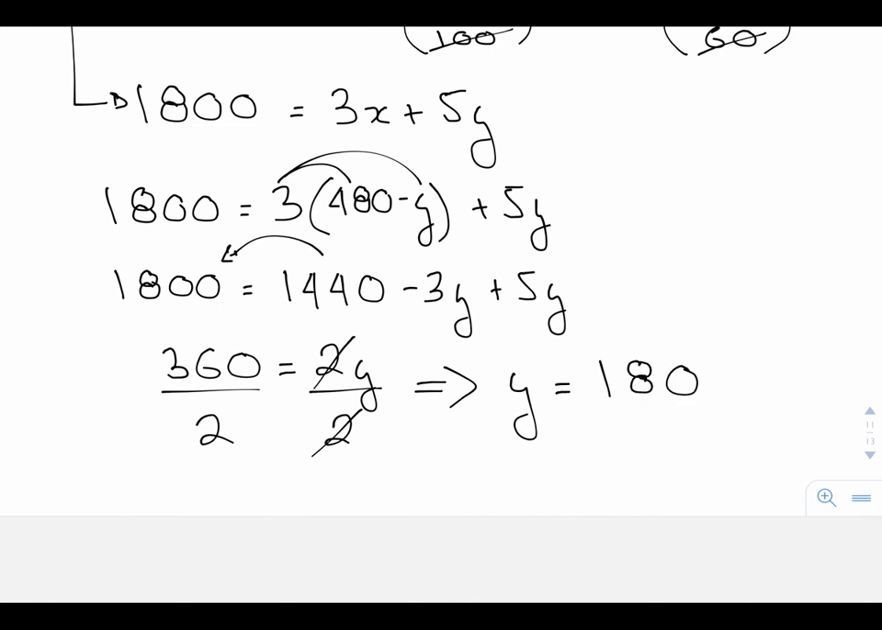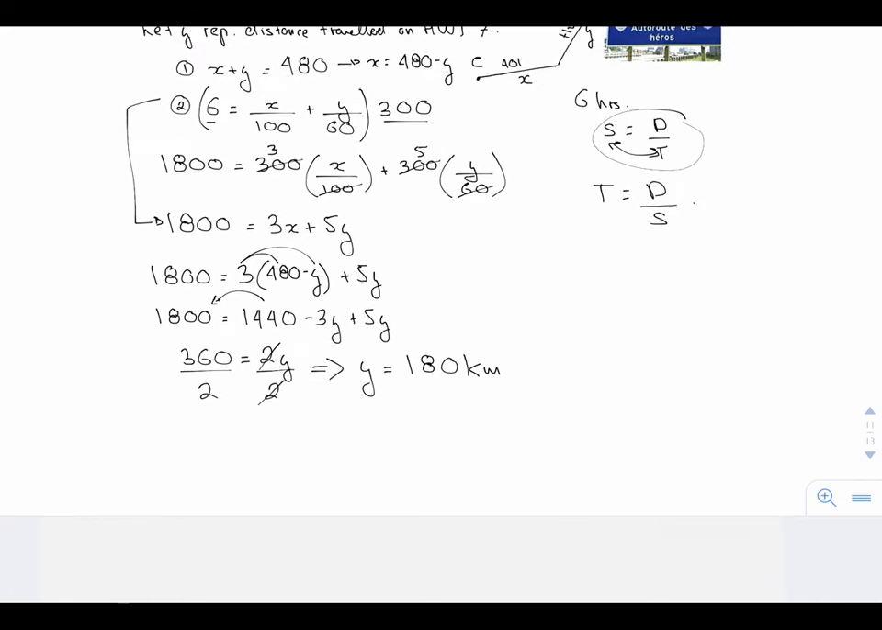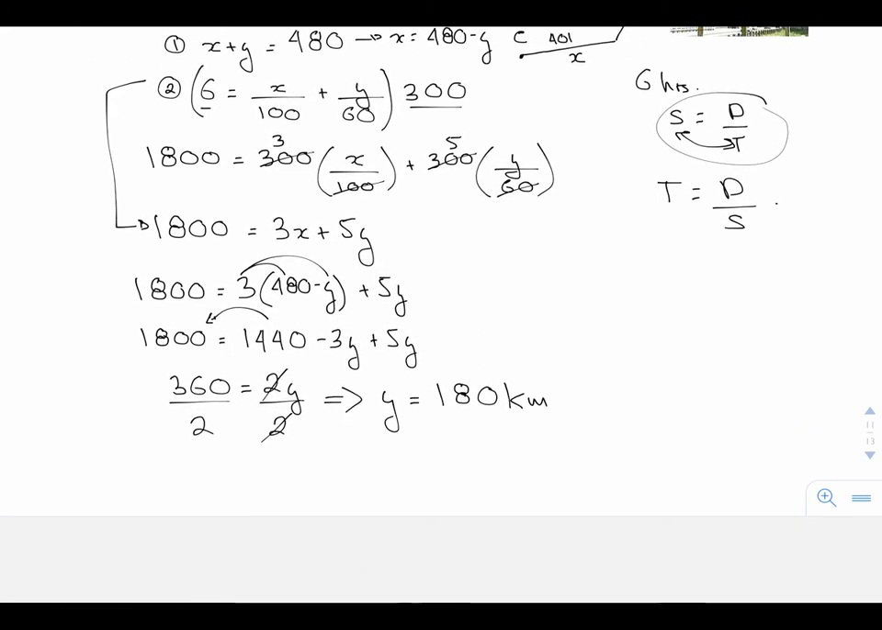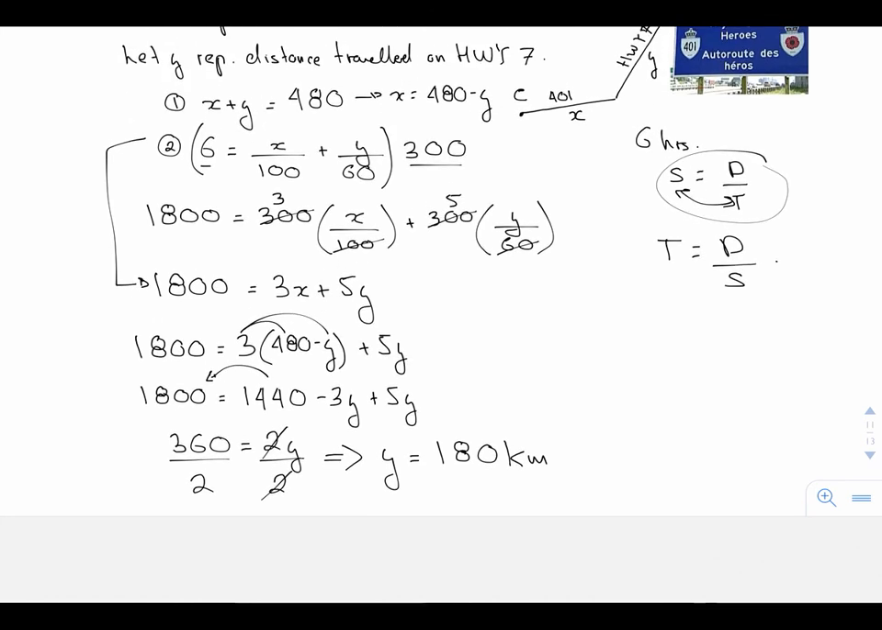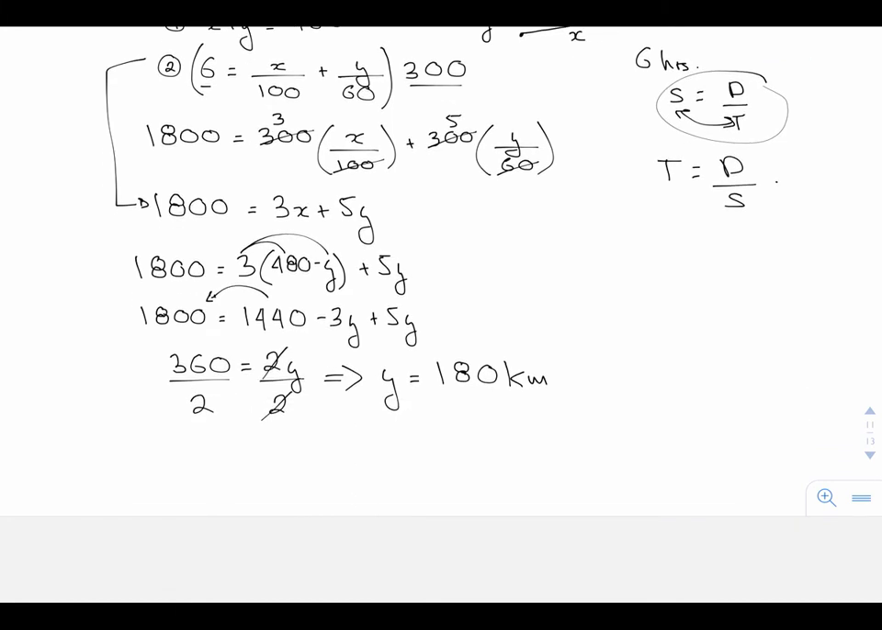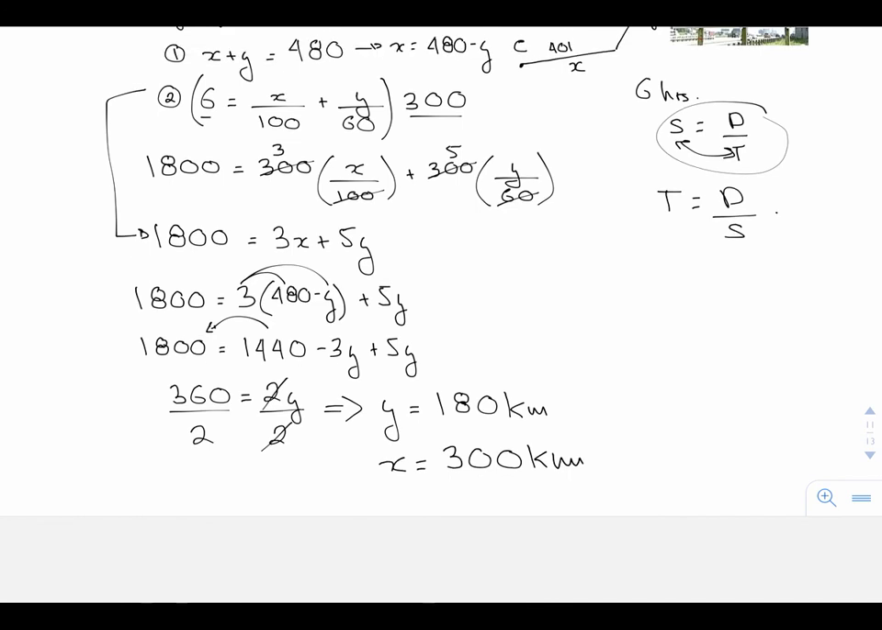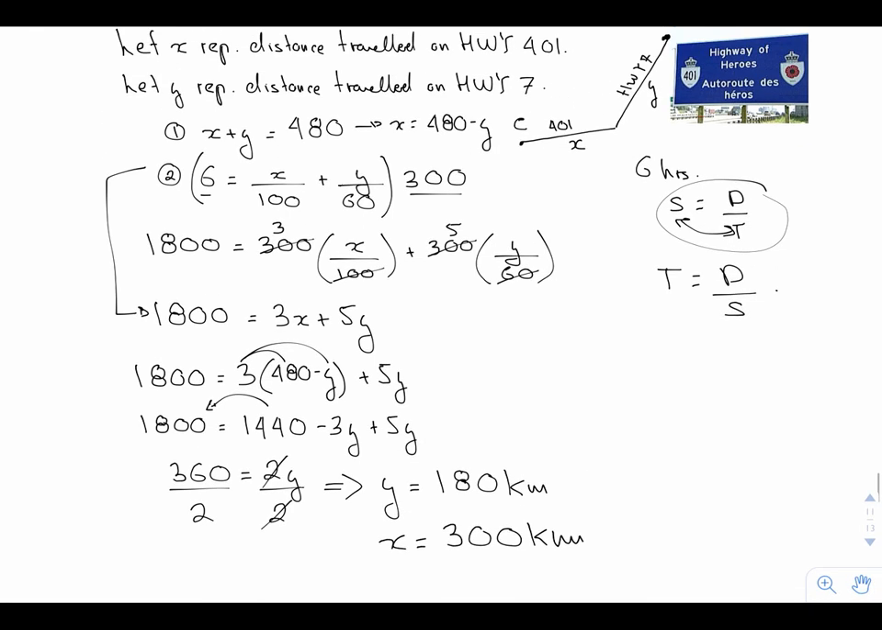So 180 kilometers is spent on, what was y again? Highway 7. Therefore, the remainder of the trip was spent on Highway 401. And if we recall, the full trip took 480 kilometers. So that means the x value is 300 kilometers. And if you want to, again, calculate that, you can simply take this y value, substitute it into here, subtract, and that gives you the 300. But, you know, it's just as easy to do in your head. So we'll leave it at that. And there are your final distances.